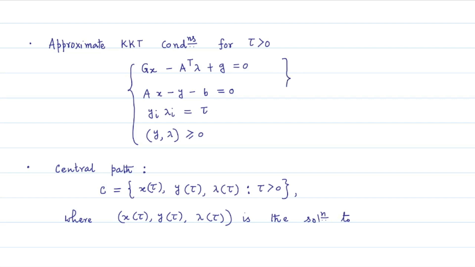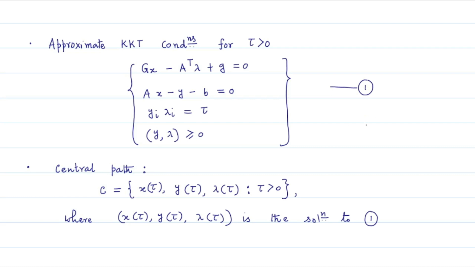Let us name these approximate KKT conditions as, let's suppose, 1. A solution to 1 for a given tau is given by x tau, y tau, lambda tau, and the collection of all these points for different values of tau is named as the central path. And why is it named as the central path?